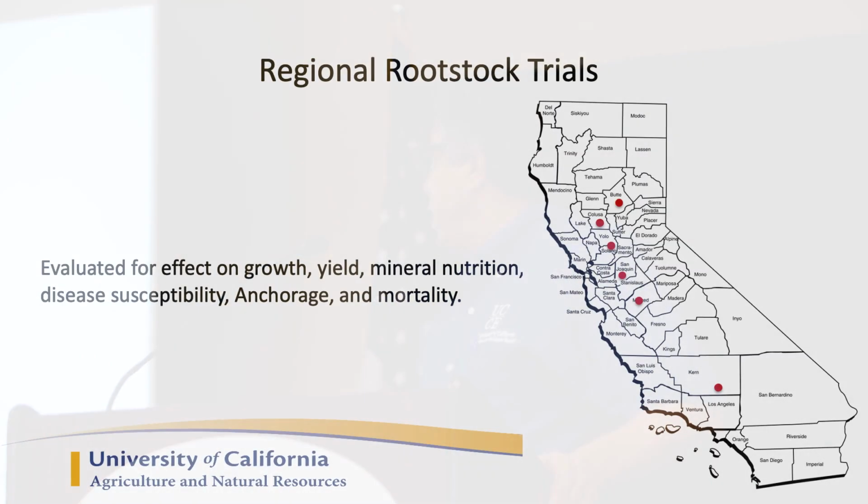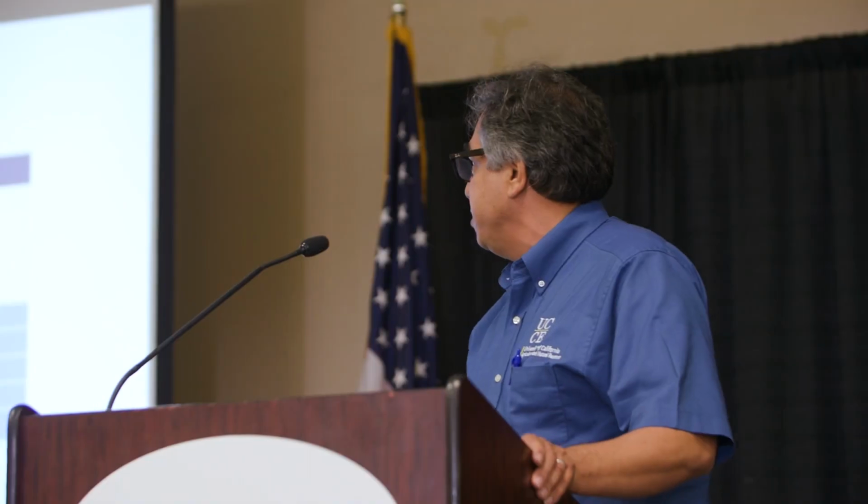My colleagues in the past, for so many years, in collaboration and with support from the Almond Board, did many regional rootstock trials, all the way from the northern parts of Sacramento Valley, all the way down the San Joaquin Valley in Kern County, and evaluated many traits to manage diseases, to manage salty soils, etc.